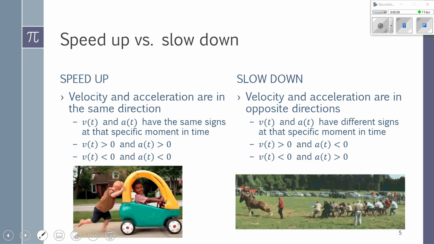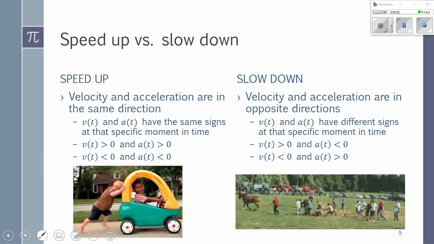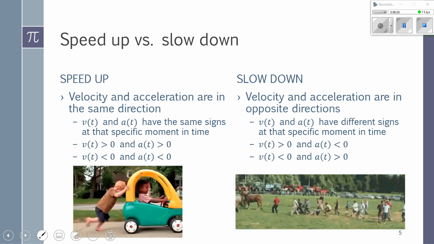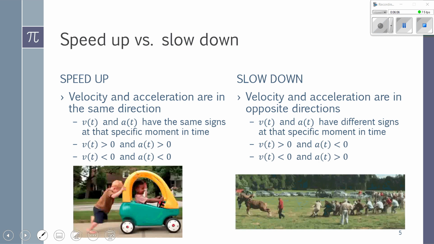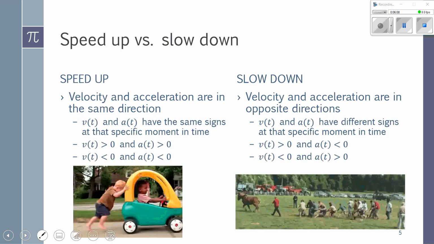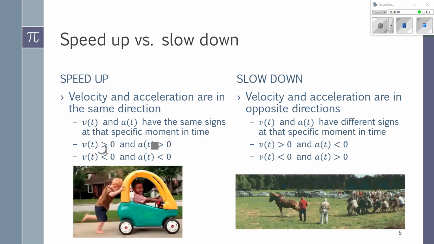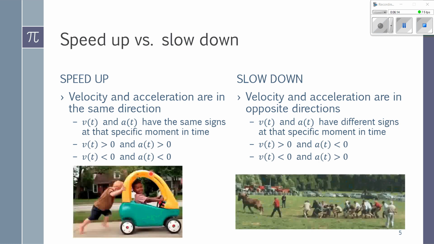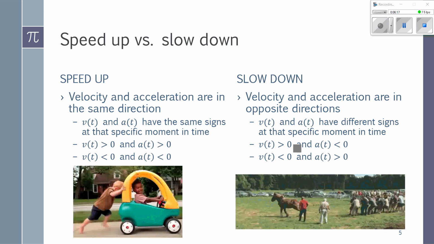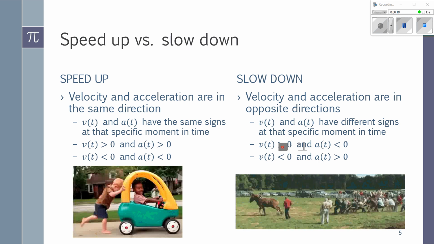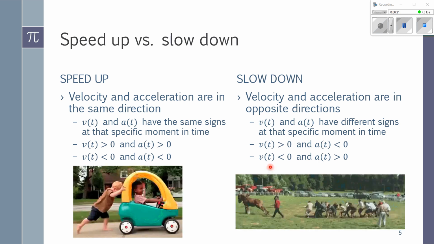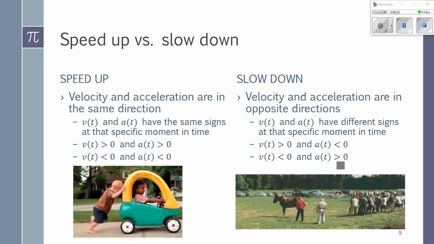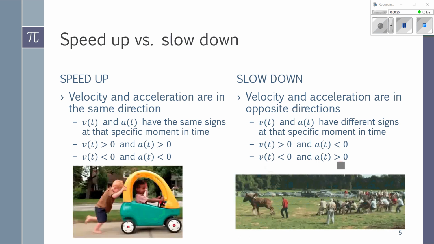So the way we tell if something is speeding up or slowing down is we look at the signs of velocity and acceleration for that specific moment in time. If the signs are the same, in other words, both velocity and acceleration are both positive or they're both negative, then it's speeding up. If the signs are opposite, in other words, velocity is positive and acceleration is negative, or velocity is negative and acceleration is positive, then you would say it's slowing down.